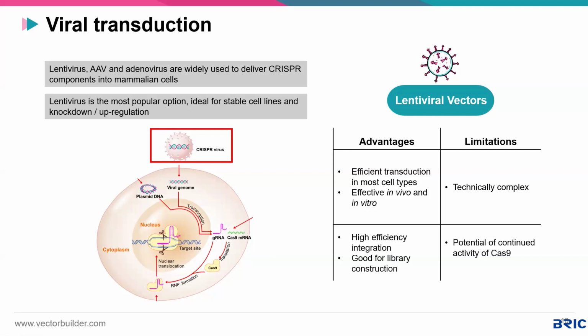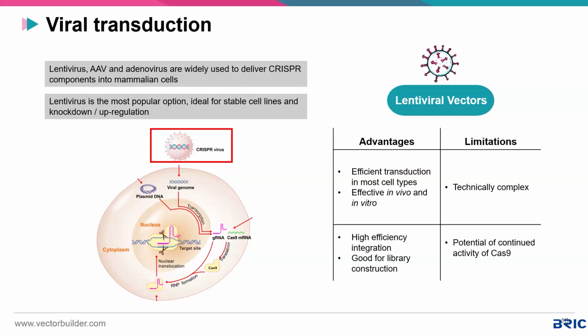One, because of the integration, and two, because the integrated guide RNA can be used as barcodes to read the depletion or enrichment of specific guide RNAs in a library system. One of the limitations, this is a limitation specific to most viral vectors, is that it's technically complex because you have to package the components into a virus, and you may need a biosafety level lab to be able to use the viral method of transduction. Another limitation is that because there is stable integration into the host genome, there might be a potential continued activity of Cas9, which may not be desirable.